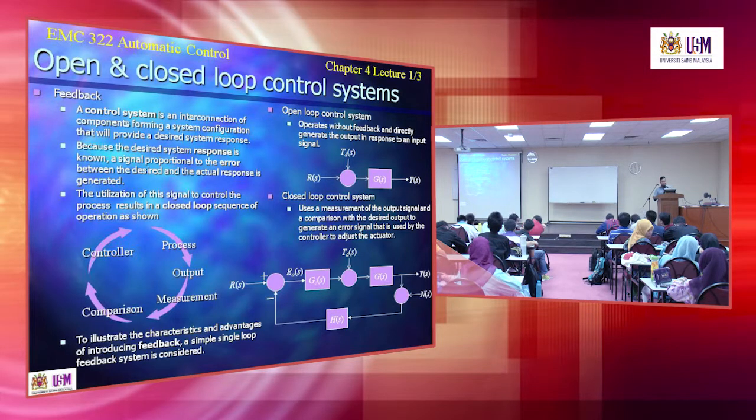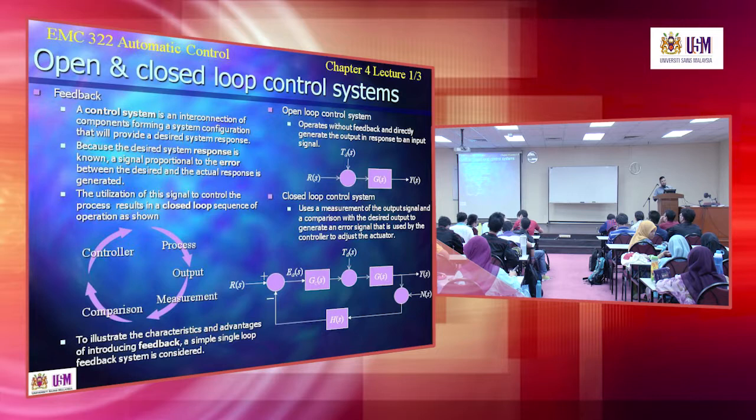Because we have the process to be controlled, which produces the response or the output. And if we measure the output, we can utilize this feedback signal in comparison with the desired response. Once we do that comparison, we will produce an error here. And the error we can use for the controller to give the correct command to the process so that it will improve the response. So this is basically what we call a closed loop sequence. So that is in the closed loop system.